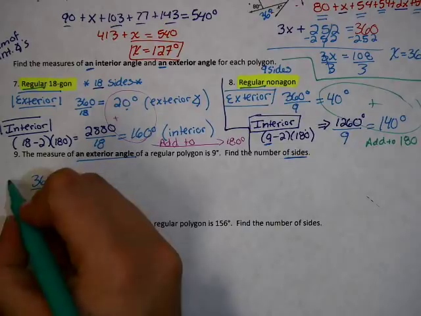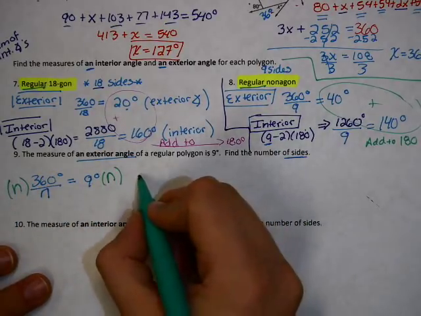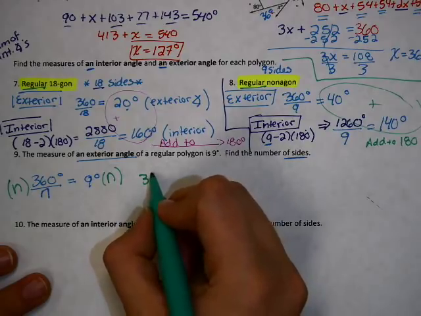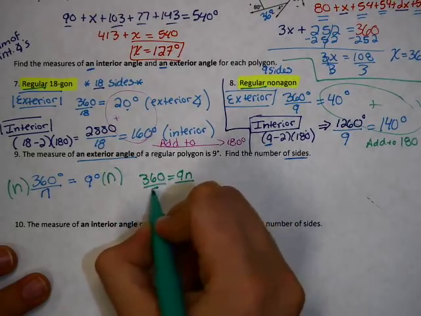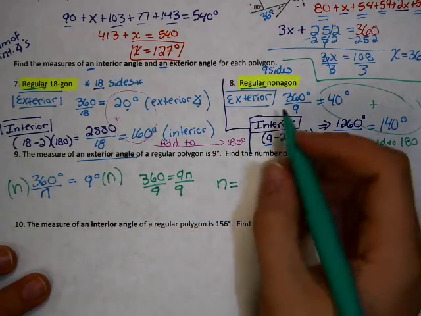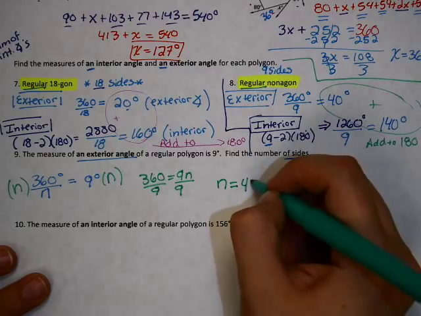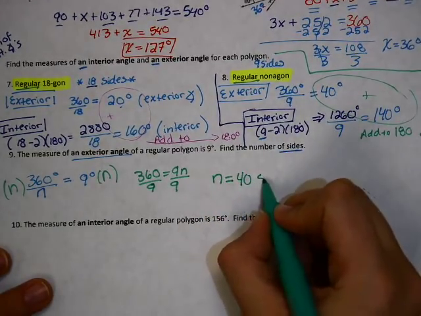I need to multiply n by both sides, and I get 360 equals 9n, and then divide by 9. n is equal to 40. So that means I have 40 sides.